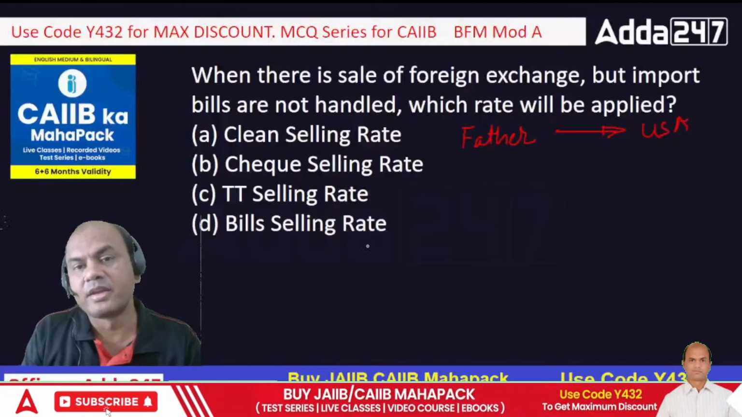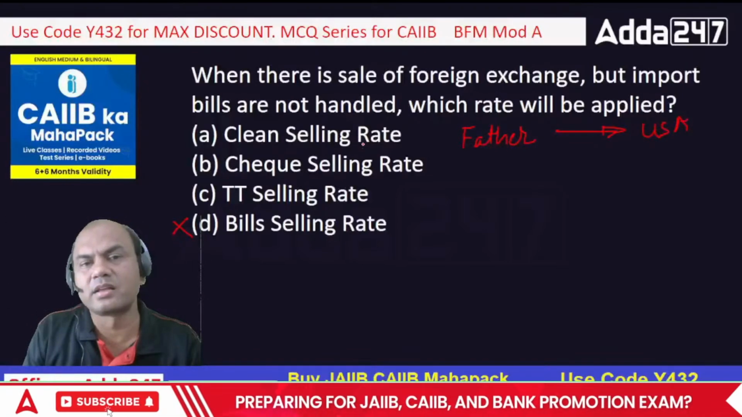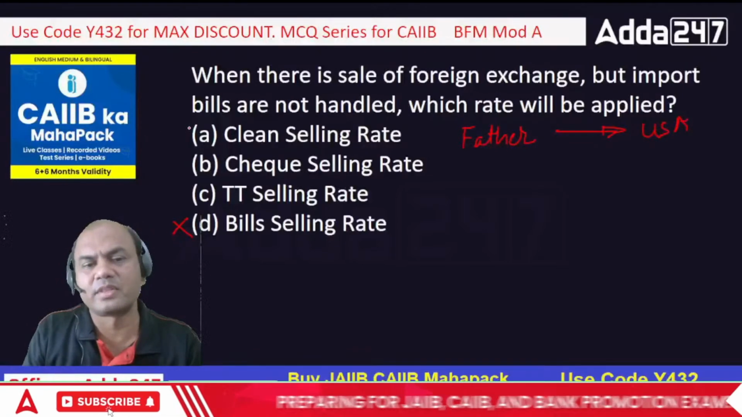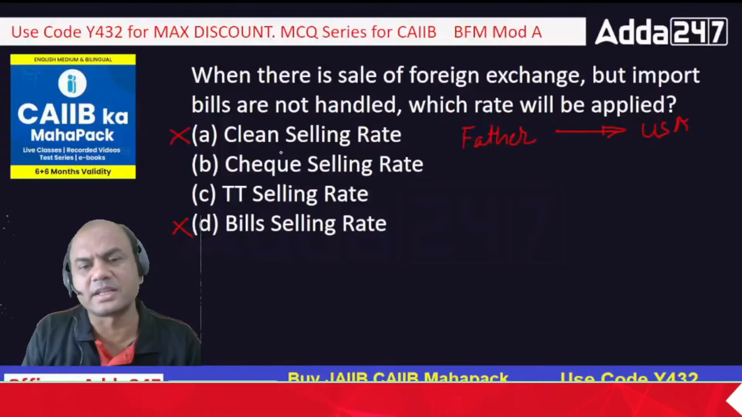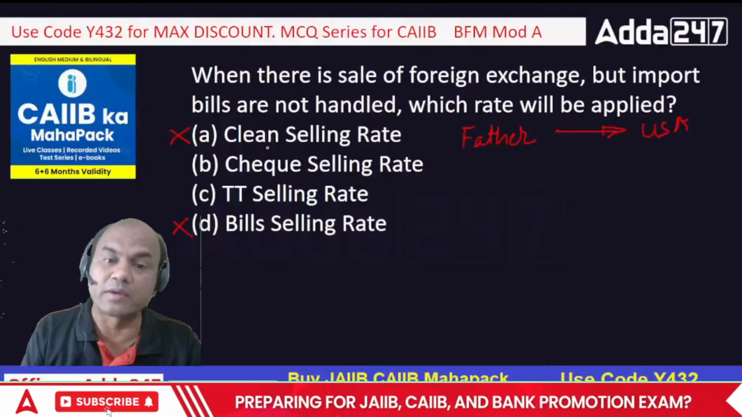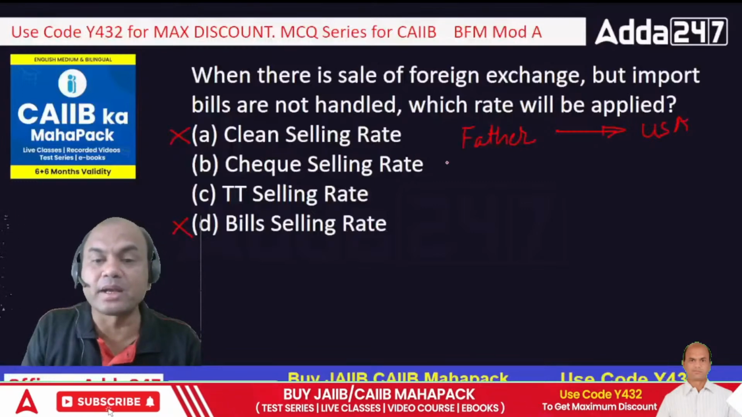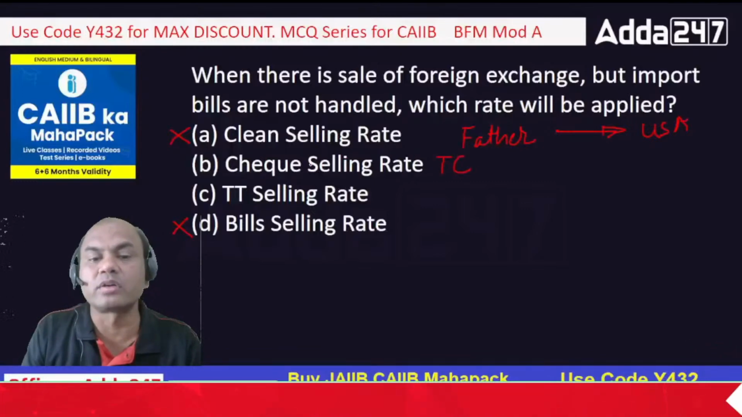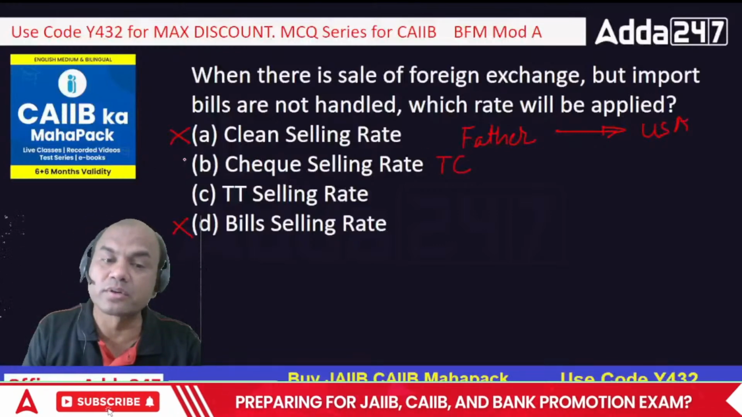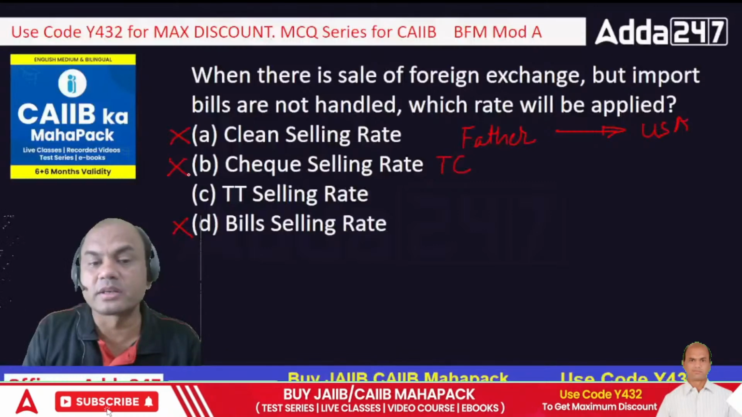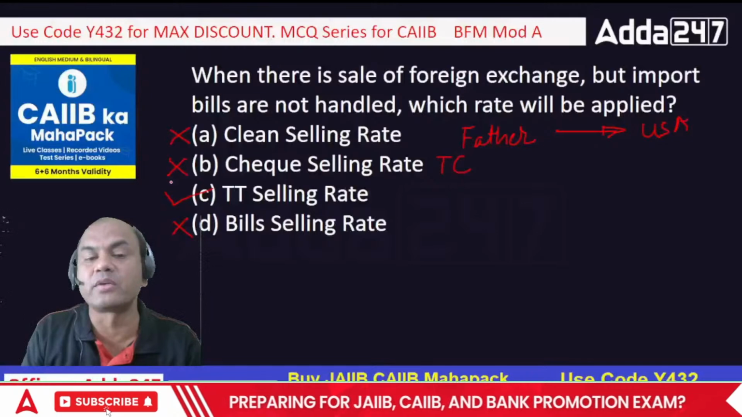Bills are not handled, so bill is out. What is this clean selling rate? There is nothing called a clean selling rate, it is just a word given. Check selling rate? Yes, there is a TC, traveler's check selling rate, but that is separately called the TC selling rate, not the check selling rate. So this is also out. What is remaining now? TT selling rate. Only one answer. So the TT selling rate will be applied over here.